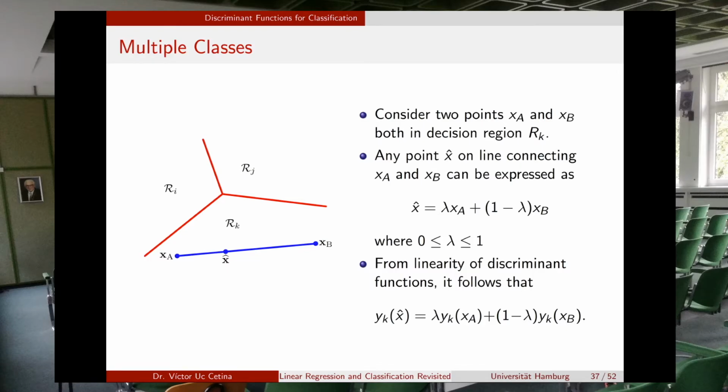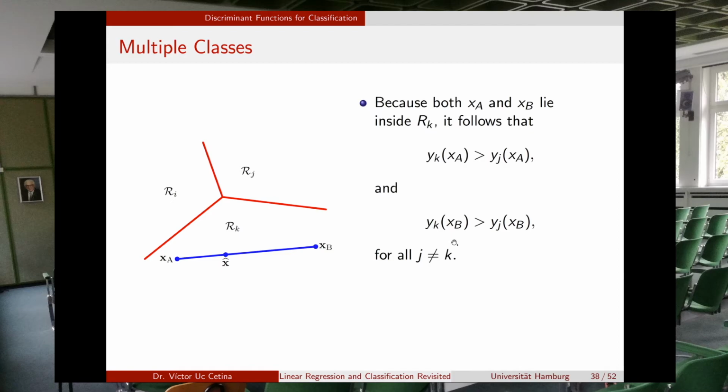So since our discriminant is linear, then we are sure that this is true. So the evaluation of our x circumflex in the model K equals the interpolation of the evaluation. So we can evaluate xa in our model K, multiply that by lambda, plus 1 minus lambda times the evaluation of the other point xb in the same model K. So this is also true.